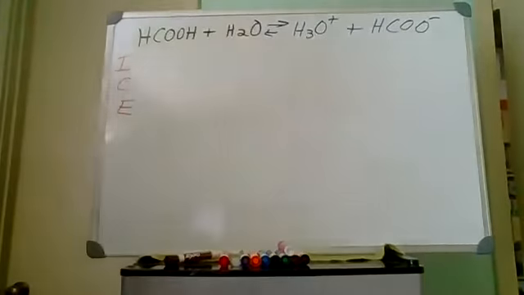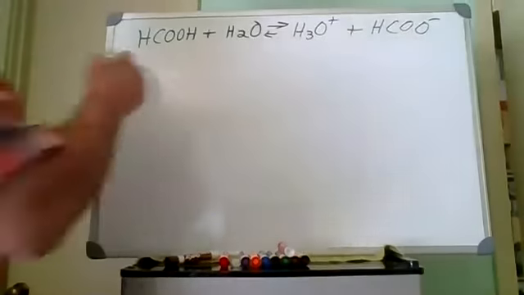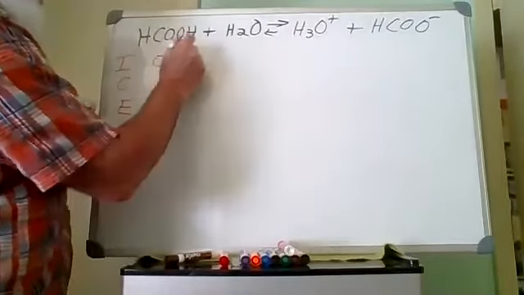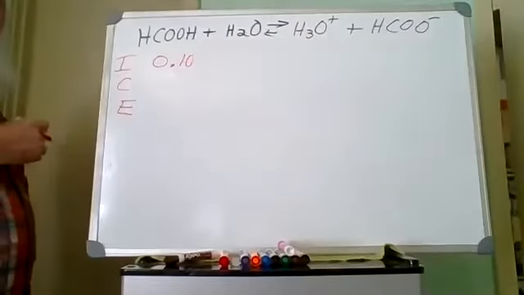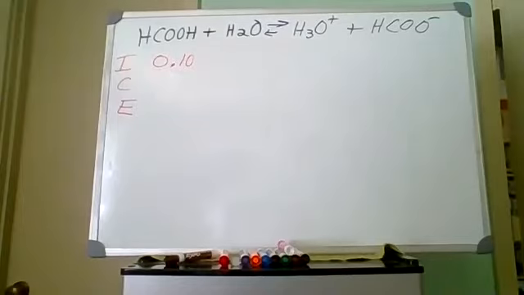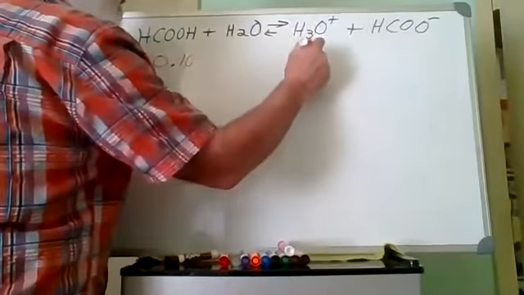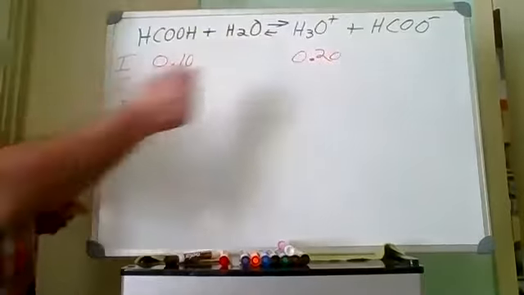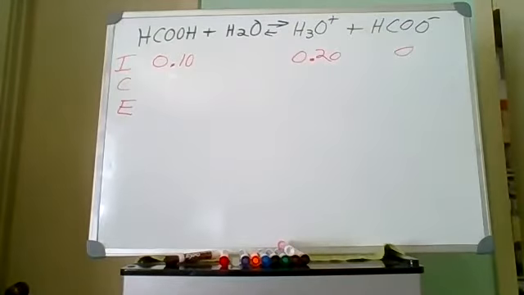We're told the initial concentration of the formic acid is 0.10 molar, and the concentration of hydronium ion from the HCl. Remember, the hydrochloric acid is a very strong acid, so it completely dissociates in solution. So this is going to be 0.20. And of course, the formate anion will be 0. Right? So what is going to be the change at equilibrium?